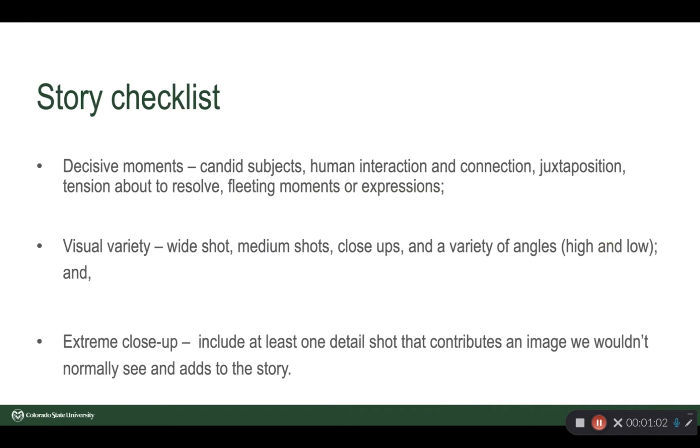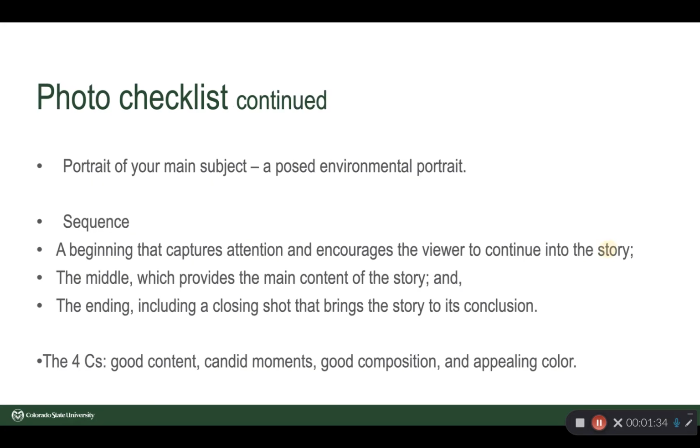So your story checklist, we need decisive moments. We're looking for candid subjects, human interaction and connection, juxtaposition, tension about to resolve, fleeting moments or expression. We're looking for visual variety. We're looking for a wide shot, medium shots, close-ups, variety of angles, high, low, verticals, horizontals. We're looking for at least one detail shot that's a close-up, or even better, an extreme close-up that contributes a piece of detail information we wouldn't normally see and that adds to the story.